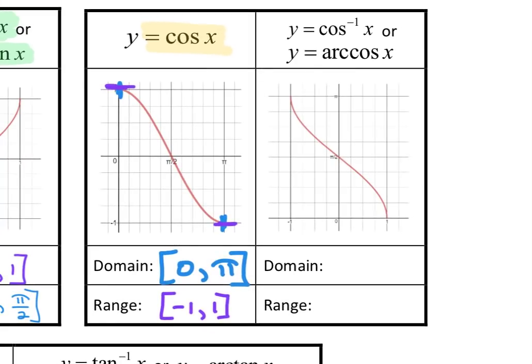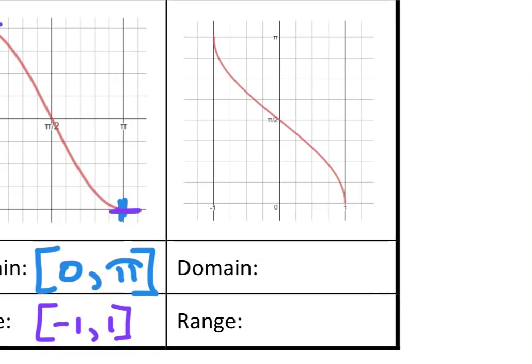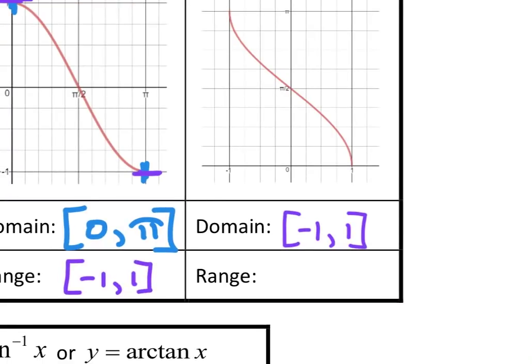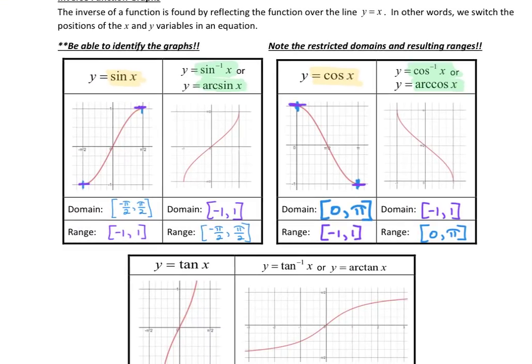And once again, for the inverse functions, cosine inverse with a negative 1 or arc cosine, you're going to exchange that domain and range. And so now your domain is going to be negative 1 to positive 1. And your range is going to be 0 to pi. So there's sine and cosine.